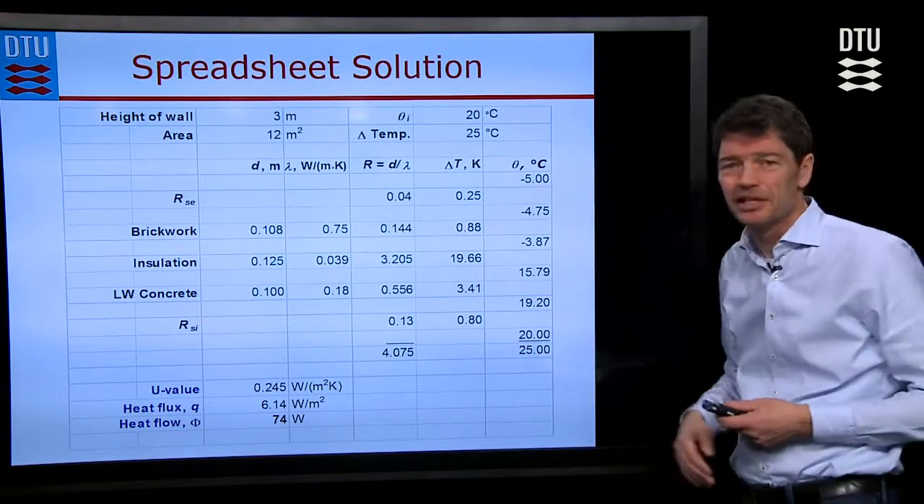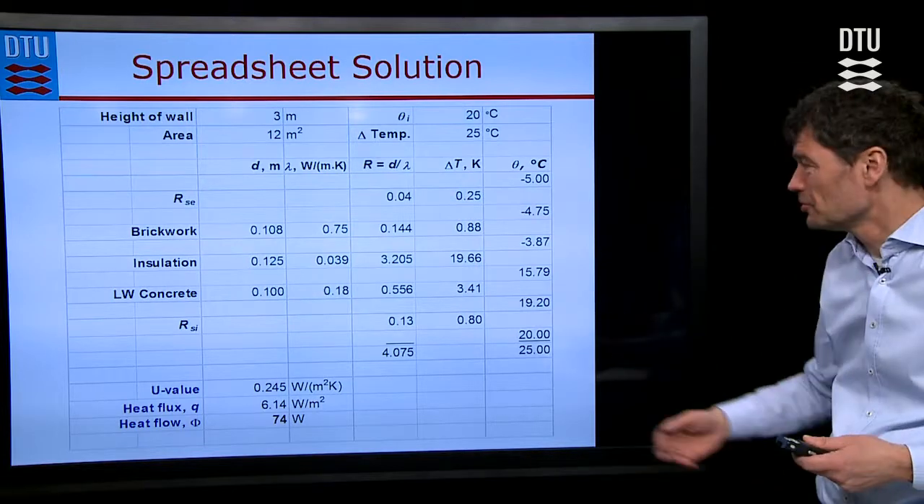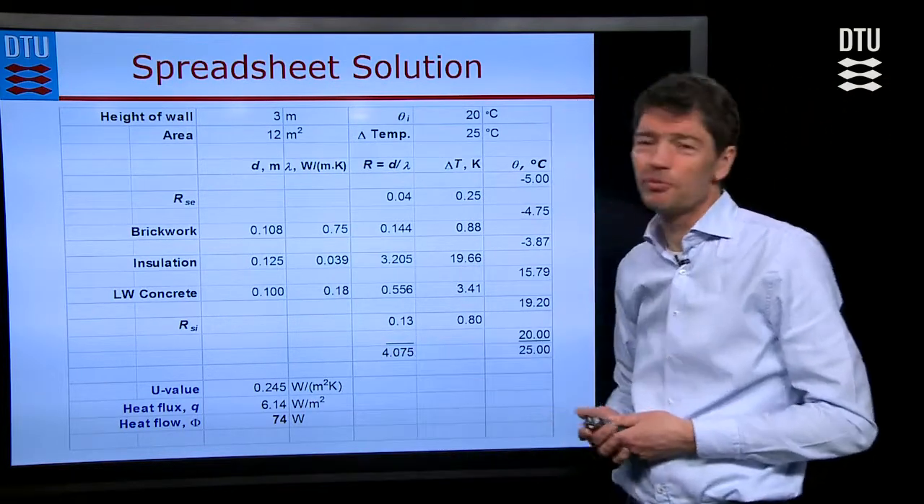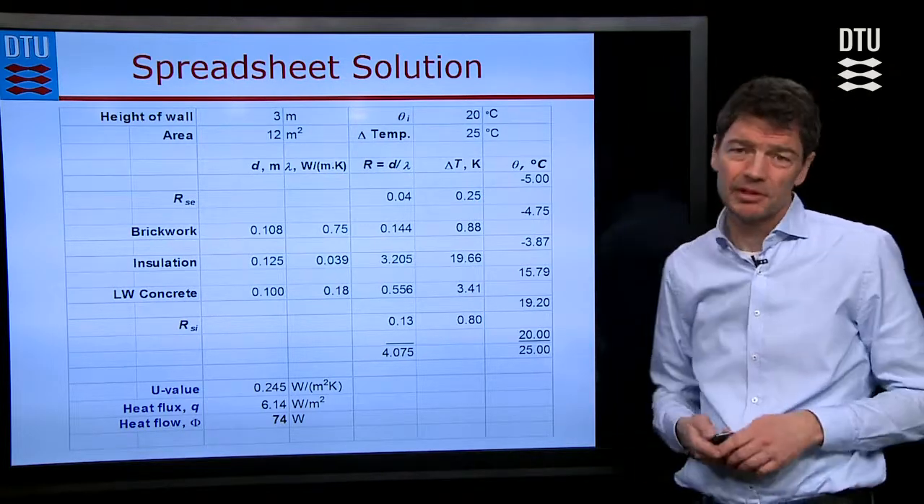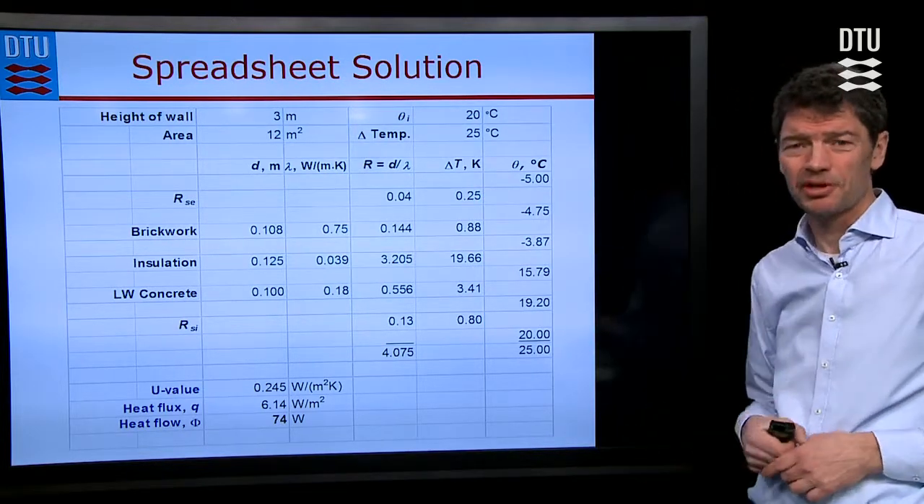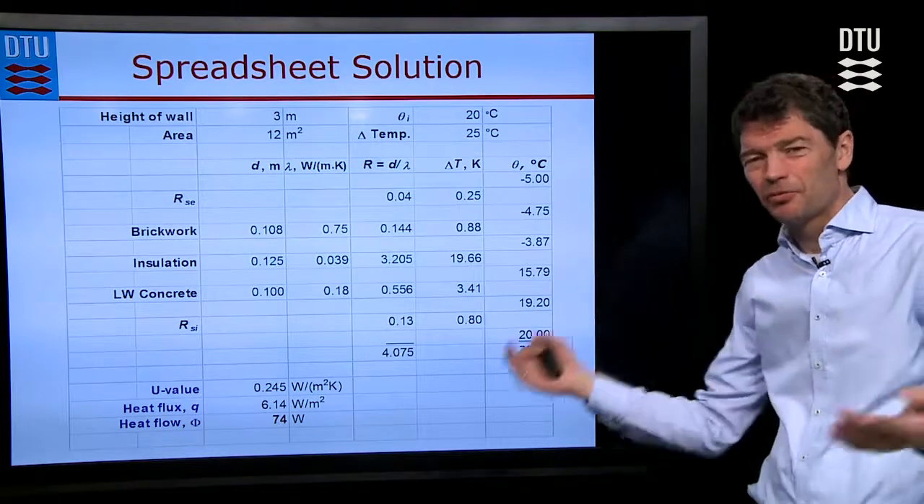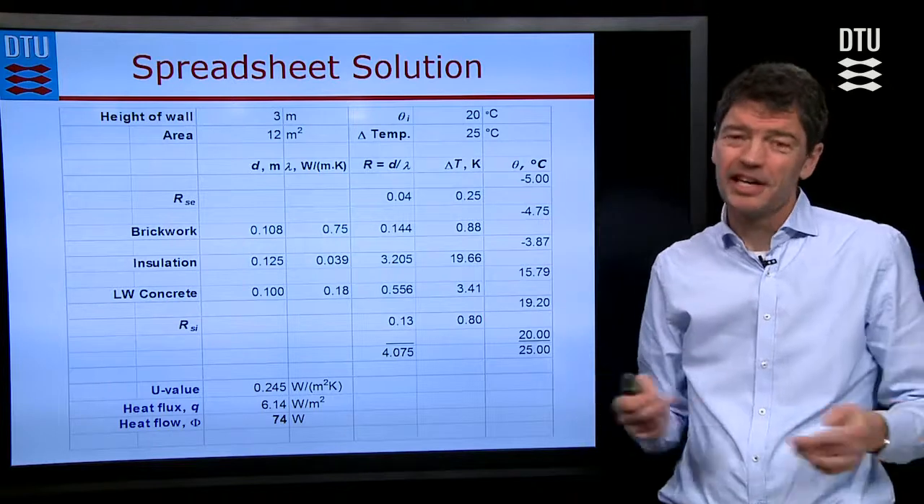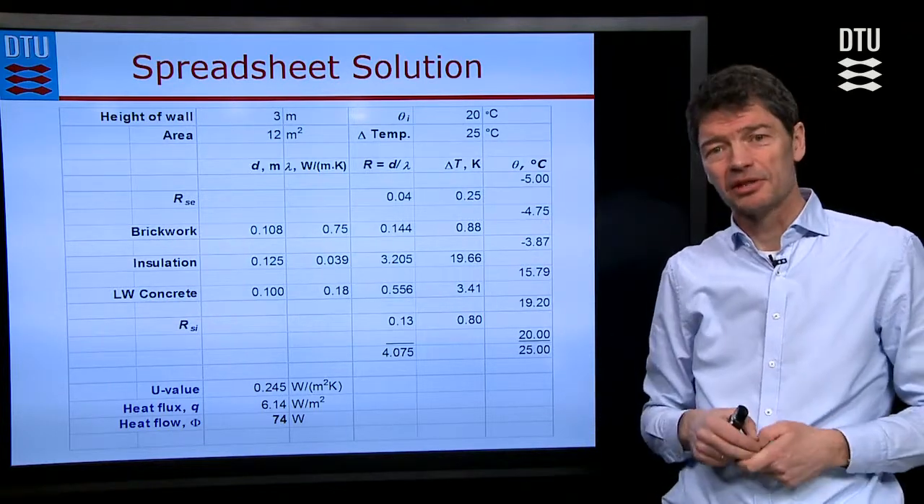And so you can calculate a temperature value for each interface in the materials. Finally, you can check again that we get the same U value and heat flows and fluxes as we saw earlier. That wraps up the whole thing about calculation for this class about heat conduction.